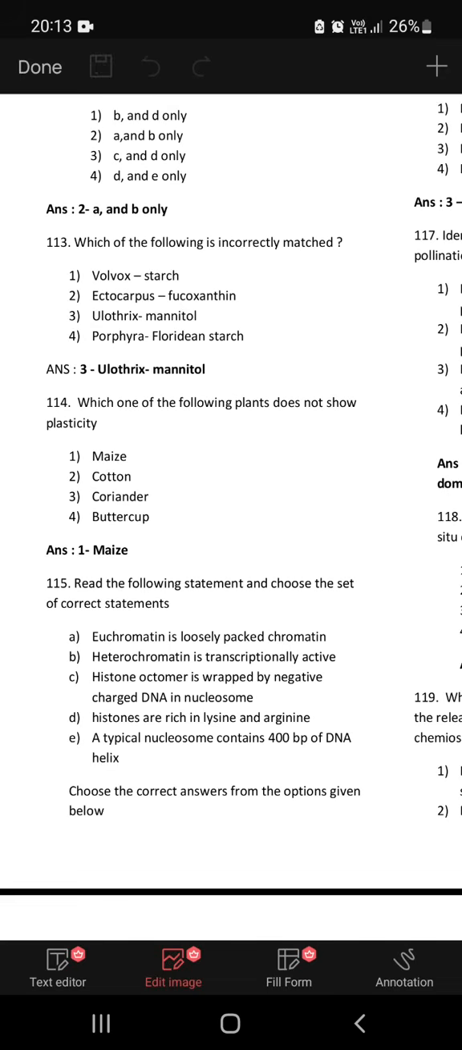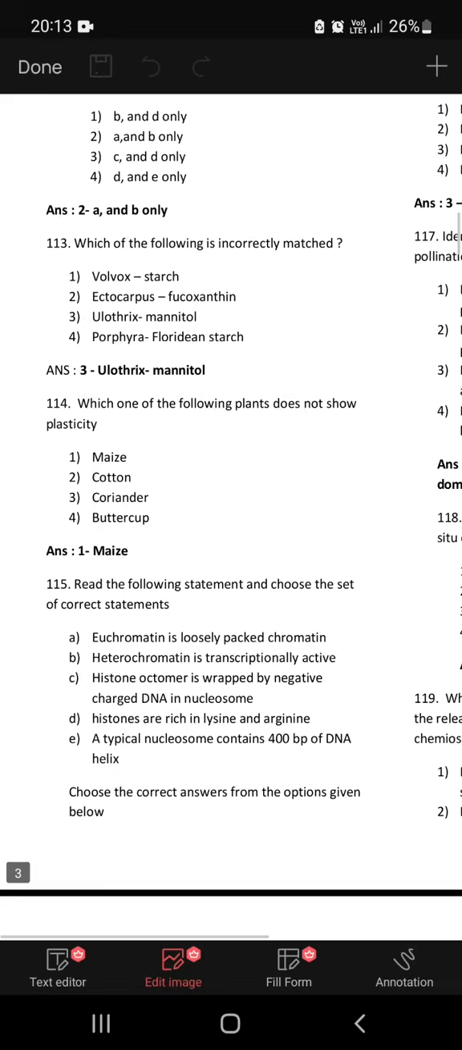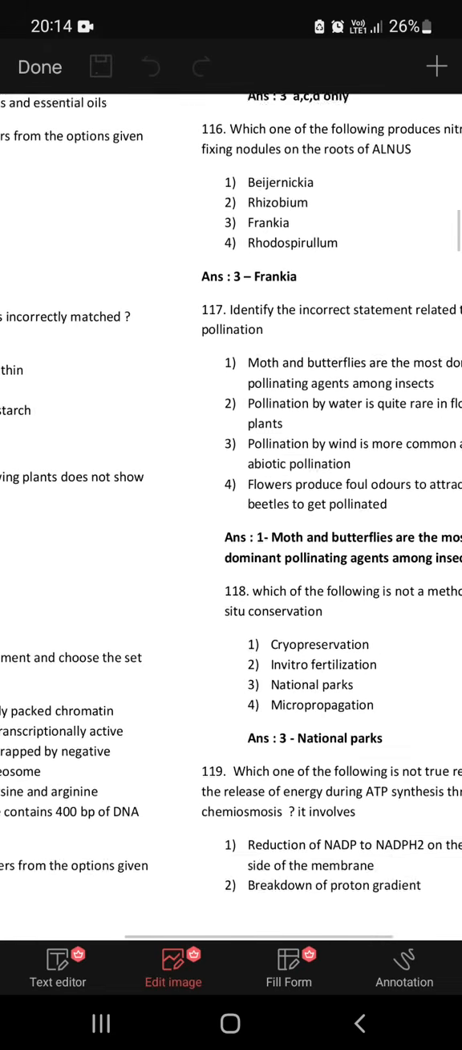You have to read all the statements, analyze them and identify the correct statements. Euchromatin is loosely packed chromatin. Heterochromatin is transcriptionally active. Histone octamer is wrapped by negatively charged DNA nucleosome. Histones are rich in lysine and arginine. A typical nucleosome contains 400 base pairs of DNA helix. So we have to choose the correct answers from these 5 statements.